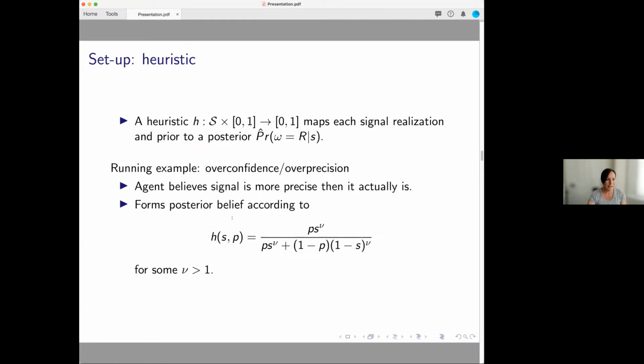We could write out such a heuristic as this function right here, where nu greater than 1 captures the level of overprecision. Higher nu corresponds to more overprecision; nu equal to 1 is the case of correctly interpreting signals. All right, so any questions on this before I move forward? I'm also happy to take questions at the end since I don't have a lot of time.